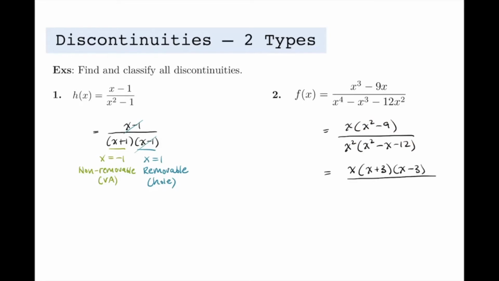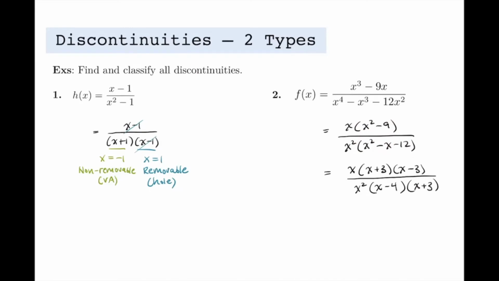Then down in the bottom, we've got x squared. This next part is a quadratic with a 1 in front of the x squared. So if it's going to factor, it'll factor into two parts like this. And we're looking for two numbers that multiply to negative 12 and add up to negative 1. Those numbers will be minus 4 and plus 3.